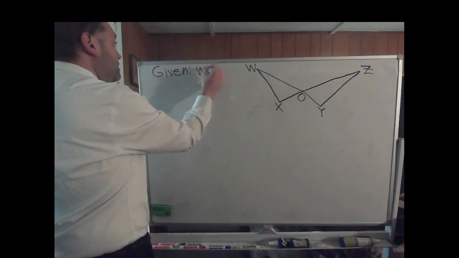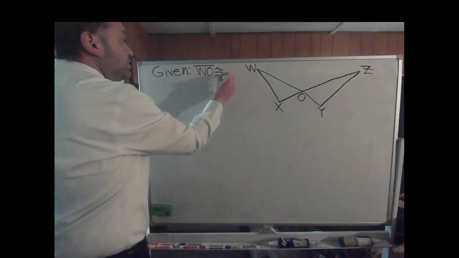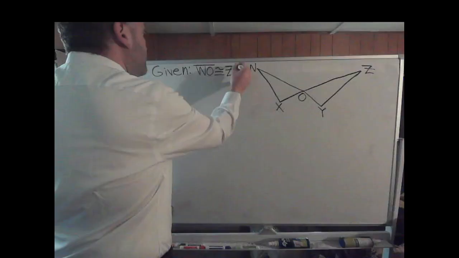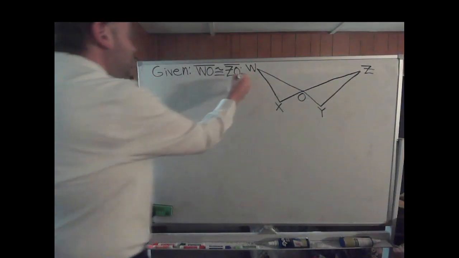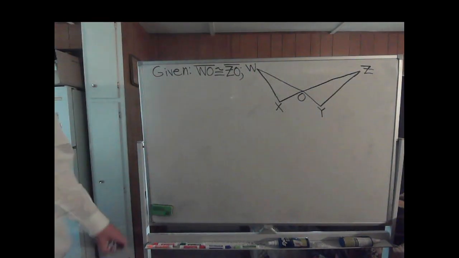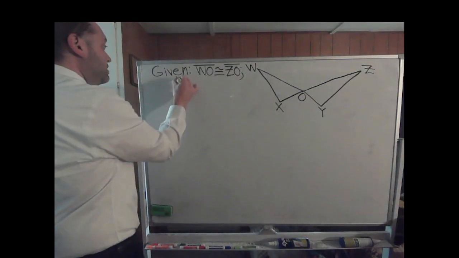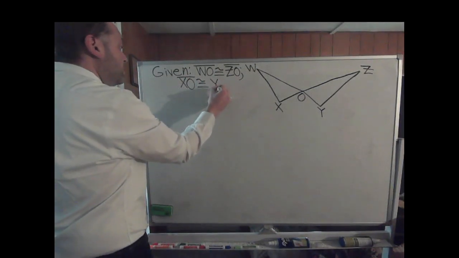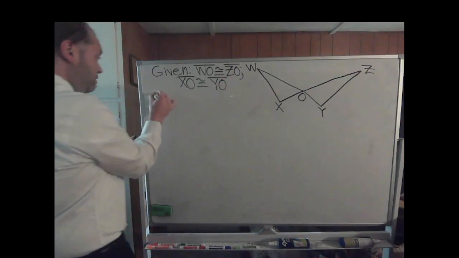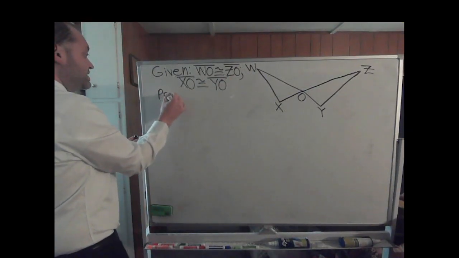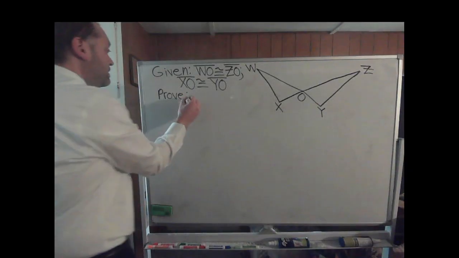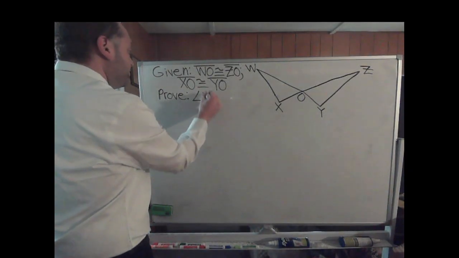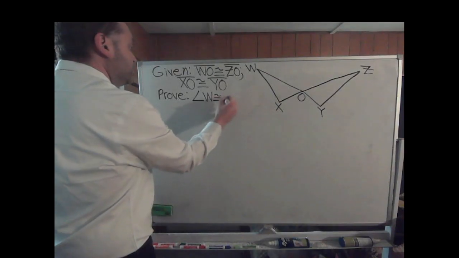WO is congruent to ZO as well as XO is congruent to YO. What we're being asked to prove in this case is that angle W is congruent to angle Z.